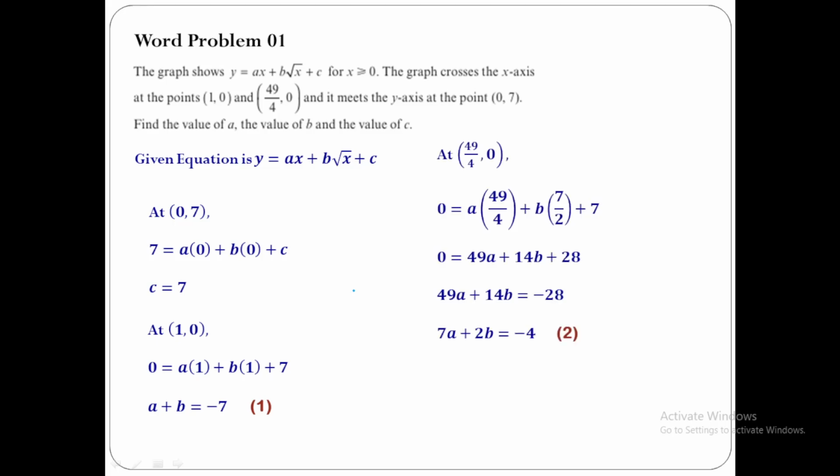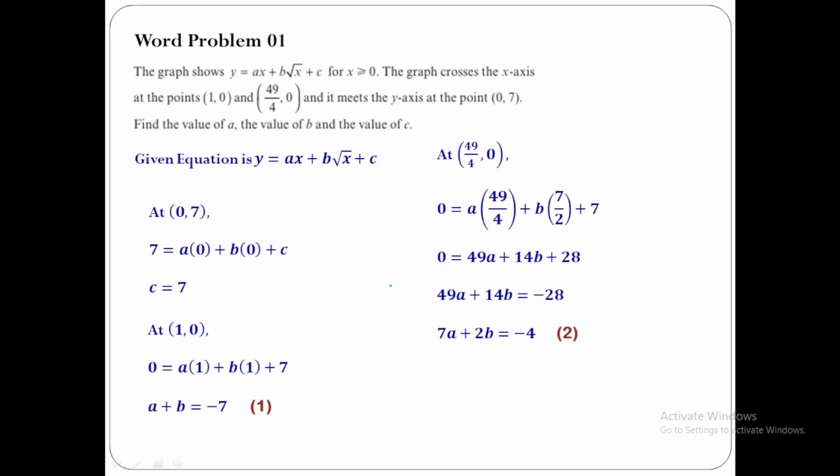Then we can substitute (49/4, 0). x is 49/4 and the square root of x: the square root of 49 is 7, the square root of 4 is 2. There are two square root values, plus 7/2 and minus 7/2, but in the question we are restricted to x being non-negative, so we can assume only 7/2.